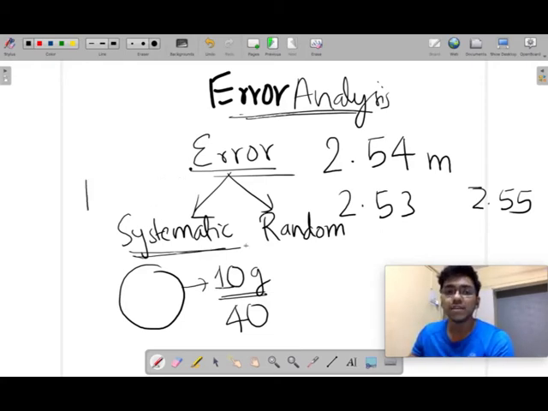Now in contrast to this, there could be random errors. Random errors could be due to many reasons. One common random error is the human error.